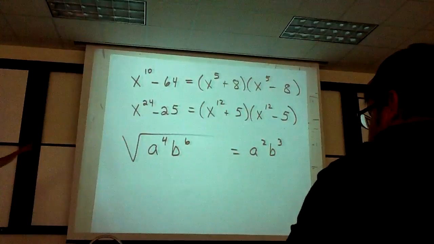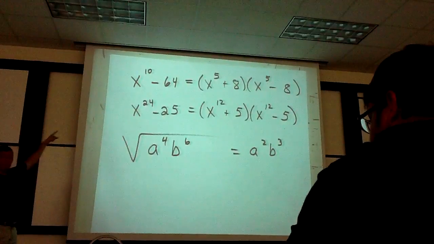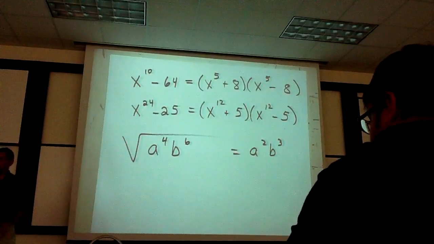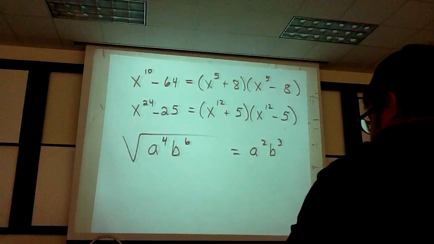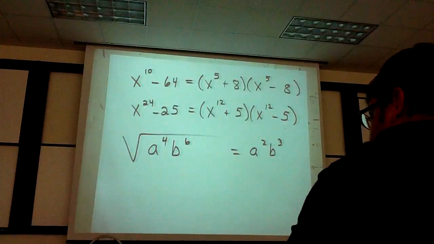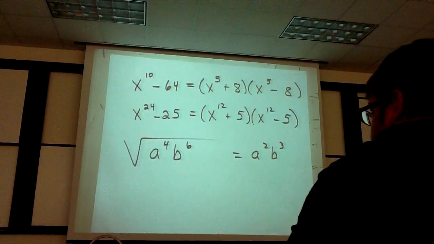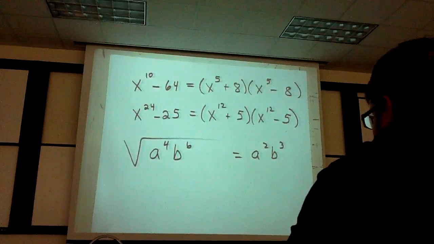That's how we got the square root of x to the 24th. Just divide it by 2, x to the 12th. X to the 10th, divide the exponent by 2, x to the 5th. That's going to be significant. Are we okay there? All right. Last one.